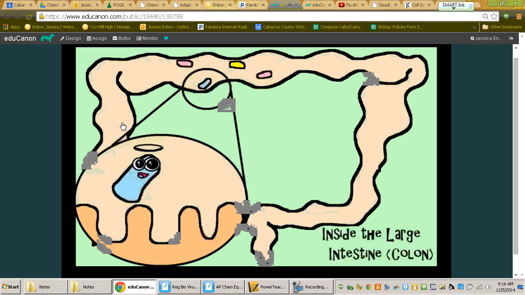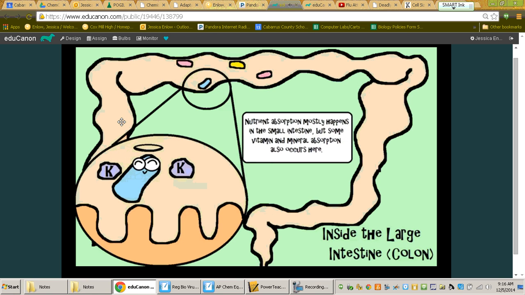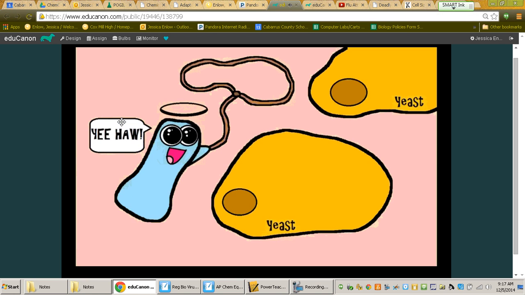Bacteria are especially found in your digestive system. They help you break down food, and they also help you synthesize certain molecules, like vitamin K, for example. And they keep other microorganisms from getting out of control.